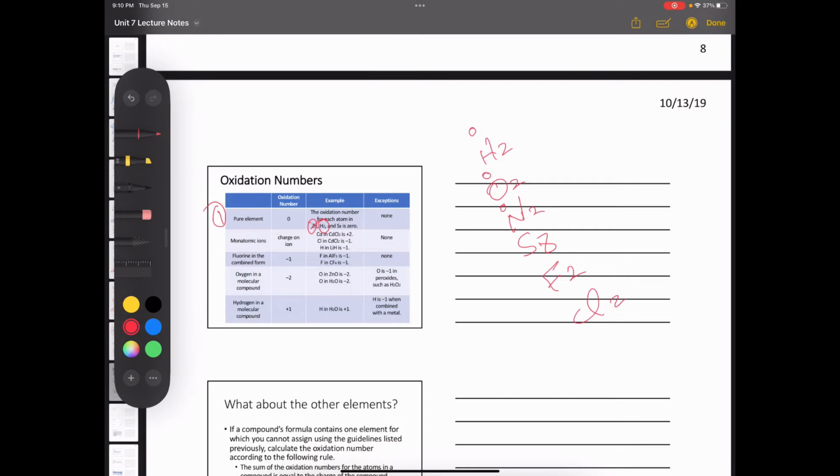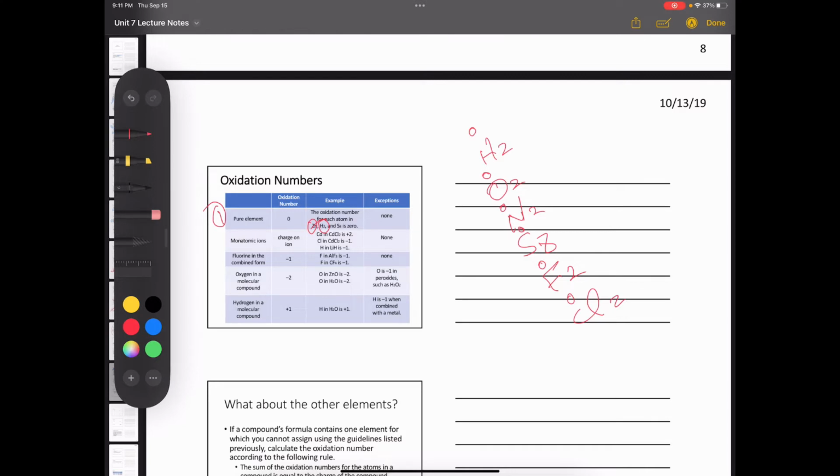Those are considered pure substances, so they won't have a positive nor a negative oxidation state. They're not gaining or losing electrons. It's always a zero. H2O, for example, is a different case. You can't consider hydrogen in this case as a zero, and you can't consider oxygen as a zero. We will look at this in a second. But the point here is that pure substances always have an oxidation number of zero because they are neutral. There is no electron transfer, gaining or losing.